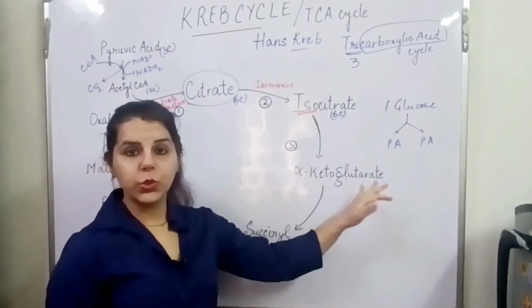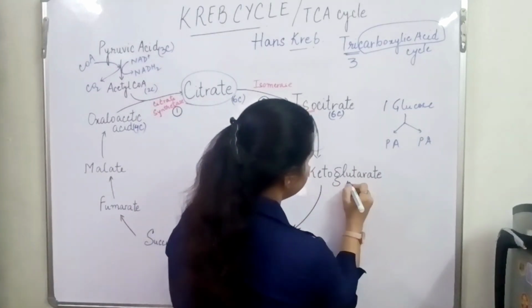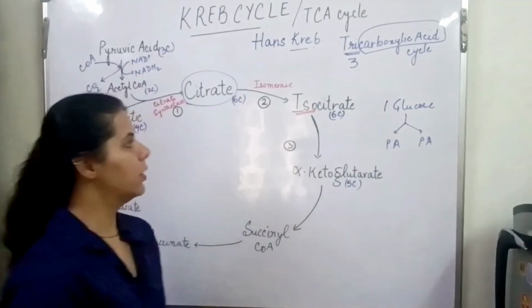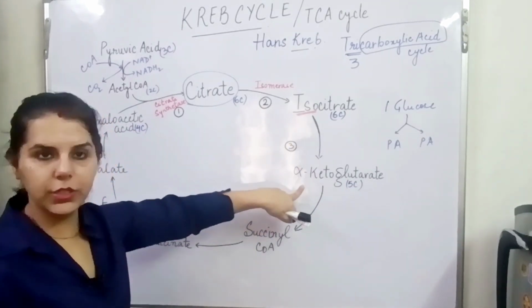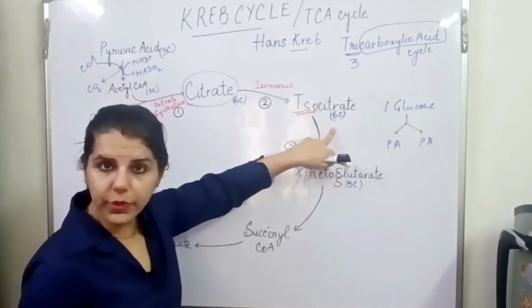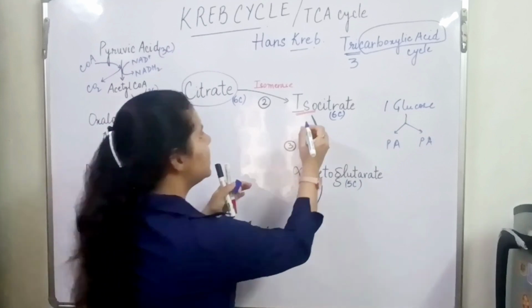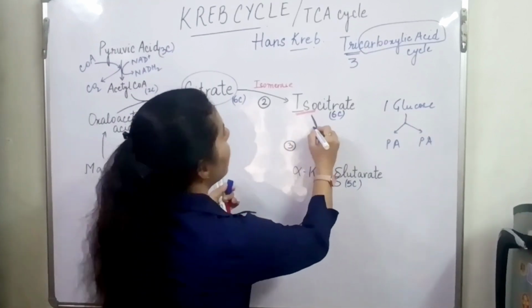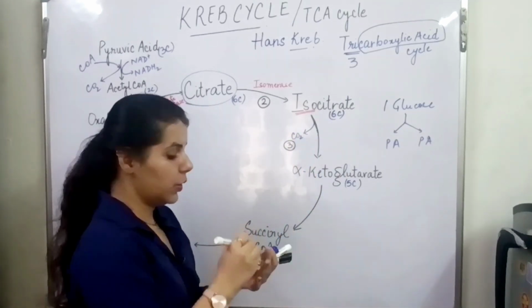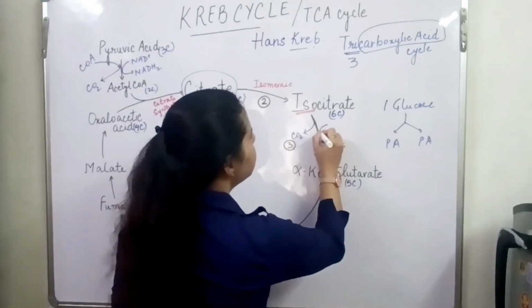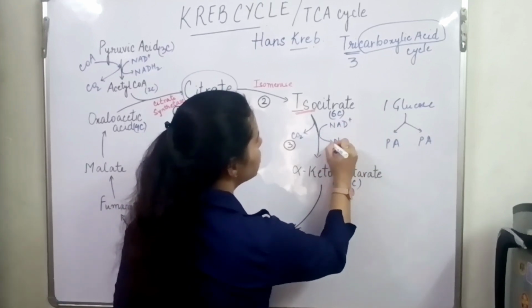Now this alpha ketoglutarate is a 5-carbon compound. So let us write over here that it's a 5-carbon compound. As we can see, isocitrate is changed to alpha ketoglutarate. Isocitrate is a 6-carbon compound. It gets converted to a 5-carbon compound. That means it's a decarboxylation step, and 1 CO2 is being released. Also, NAD will be reduced to NADH2.